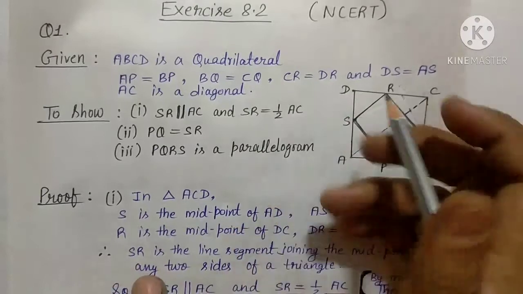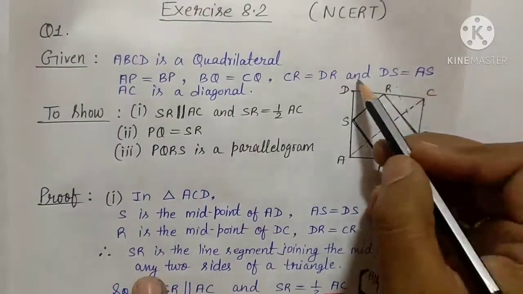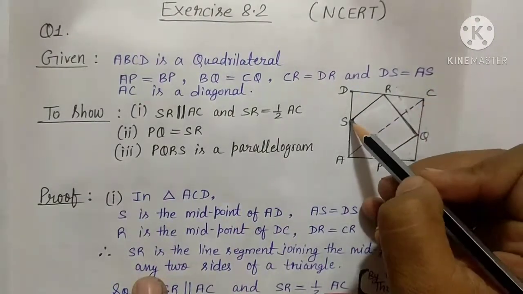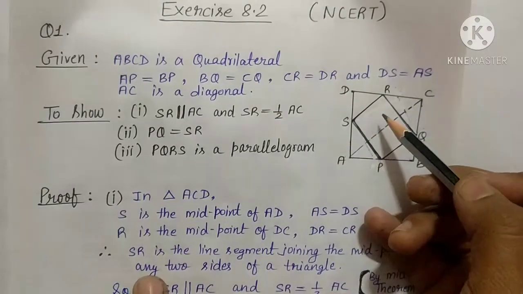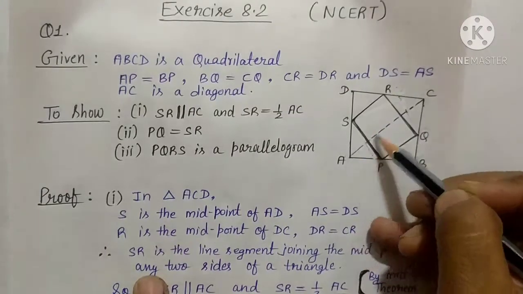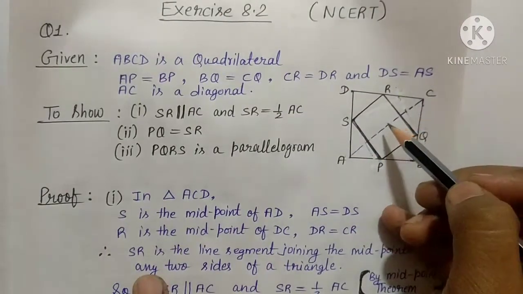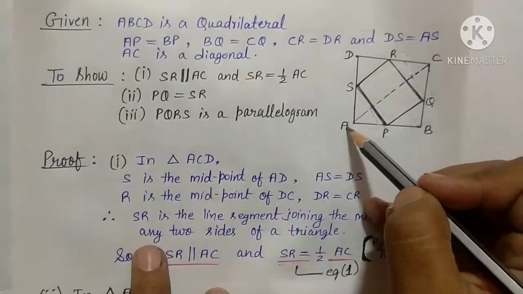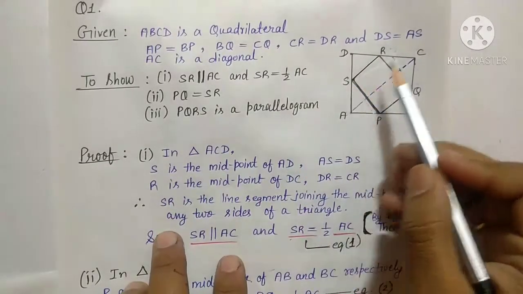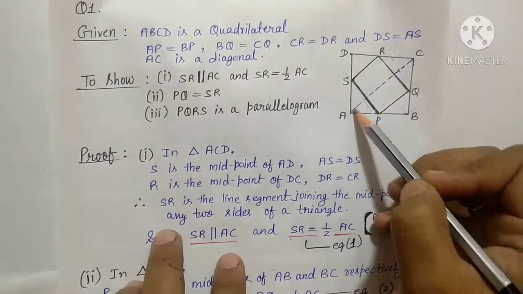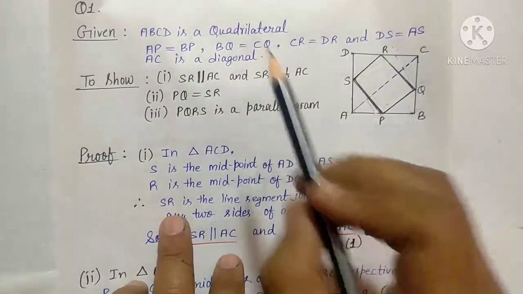So in triangle ACD, if we prove that S and R are midpoints and this line segment is joining these two midpoints, we can easily say by the midpoint theorem that it is half of AC and parallel to AC. So let's see. In triangle ACD, S is the midpoint of AD. It was already given in the question.